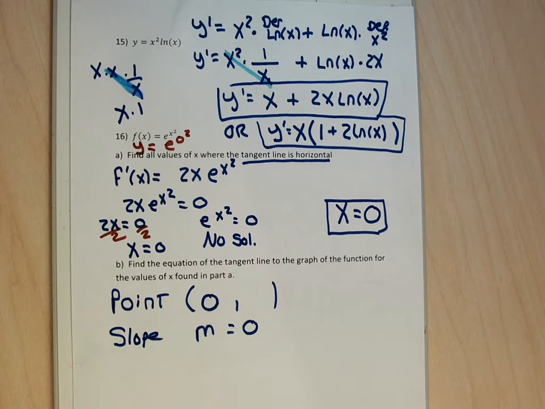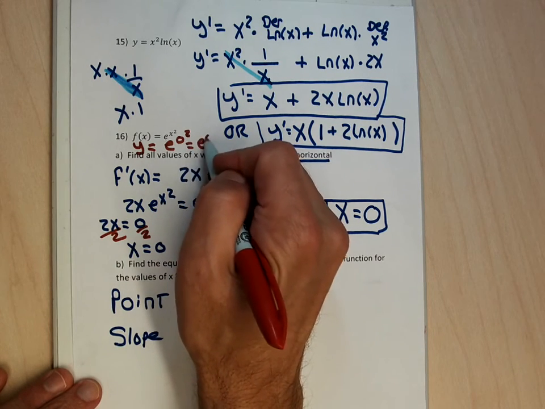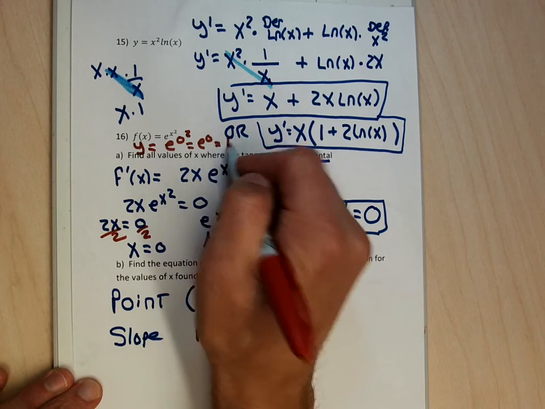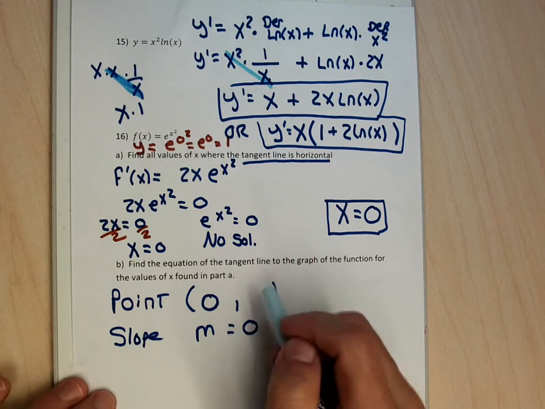Plugging in 0 for x would give me e to the 0 squared. 0 squared is 0, that would give me e to the 0, and anything to the 0 power is 1. So the y-coordinate of the point I'm looking for is 1.